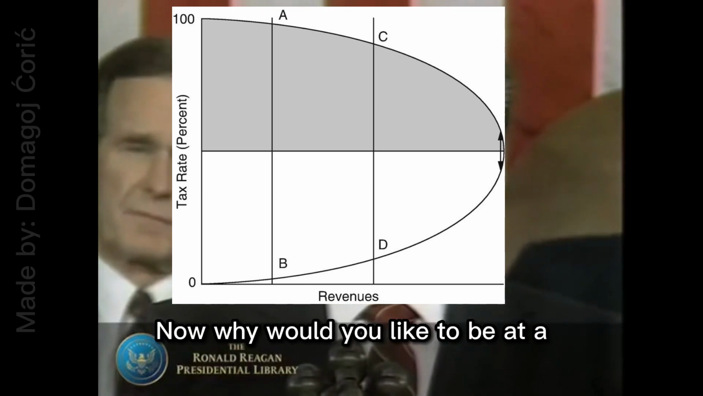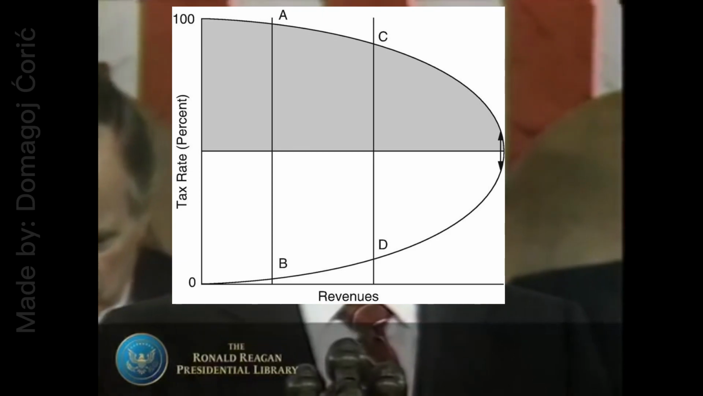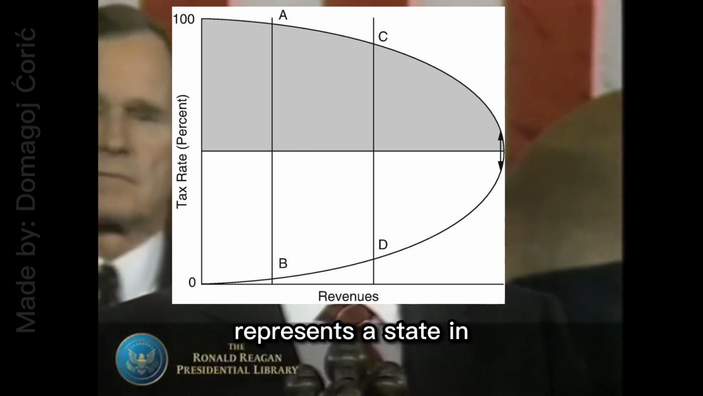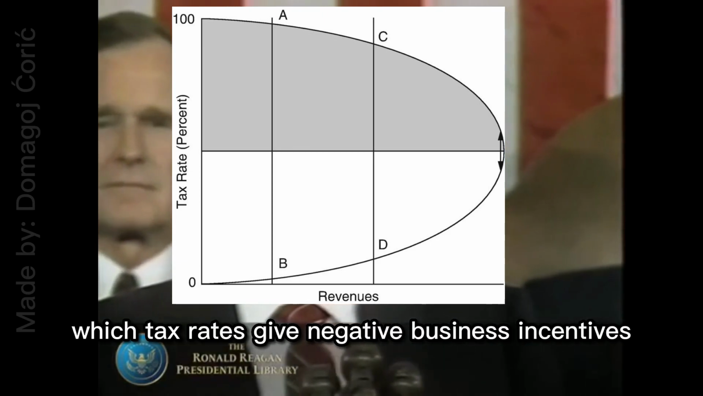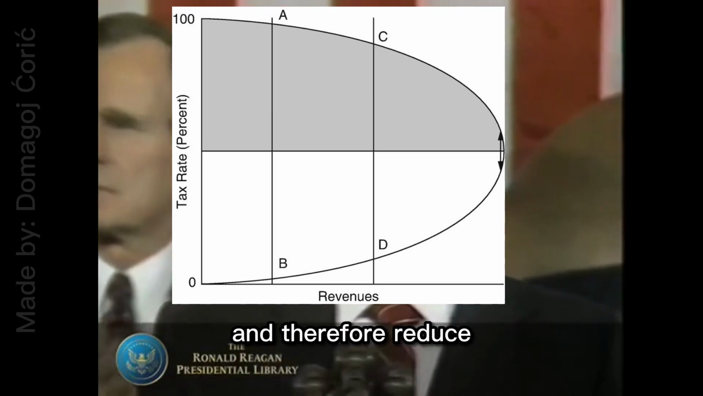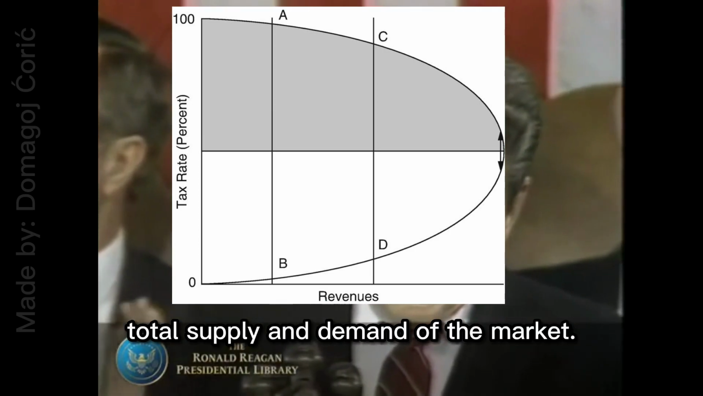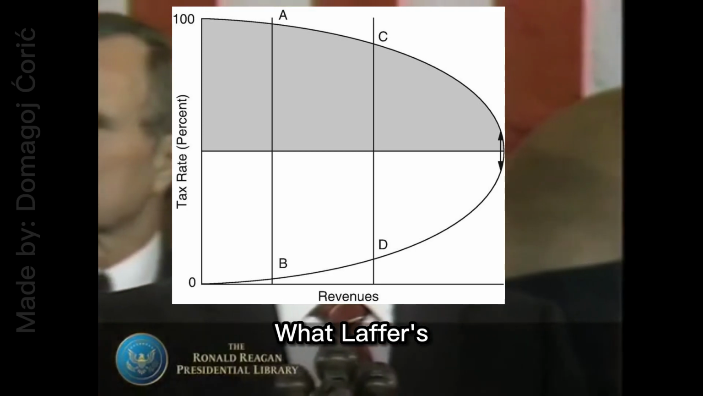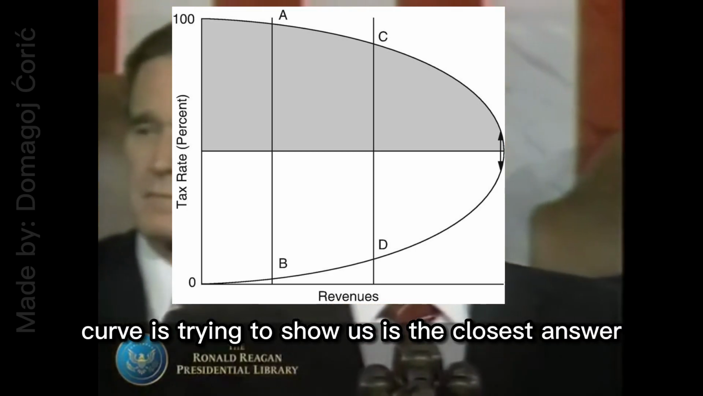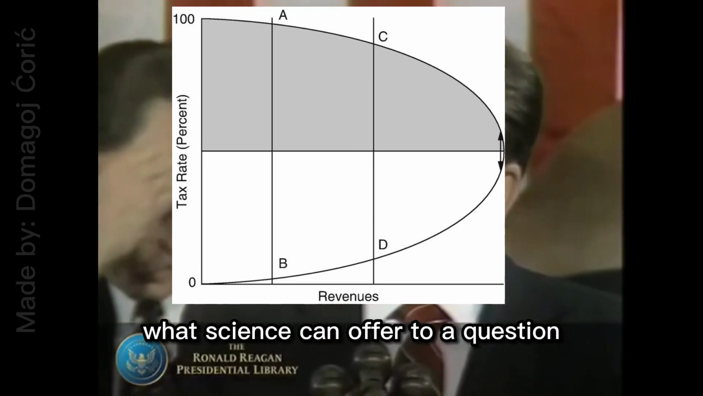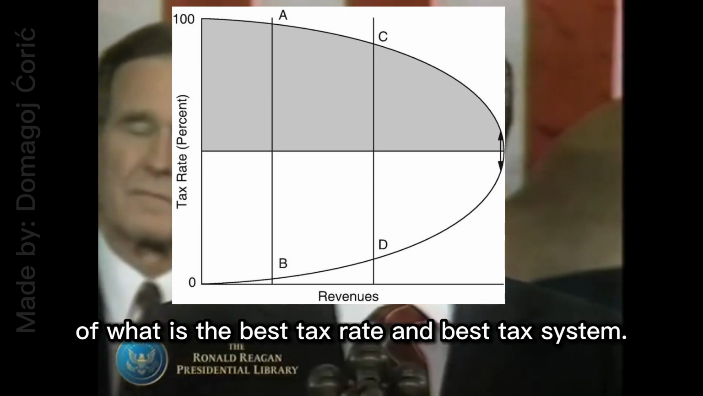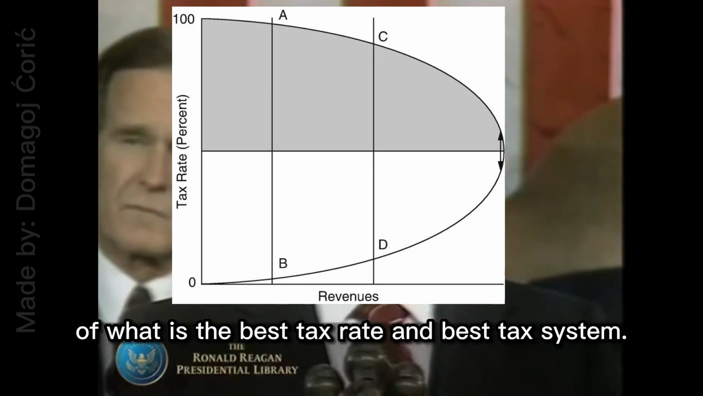Now, why would you like to be at the point of A and C? The colored part of the curve represents a state in which tax rates give negative business incentives and therefore reduce total supply and demand of the market. What Laffer's curve is trying to show us is the closest answer science can offer to the question of what is the best tax rate and best tax system.